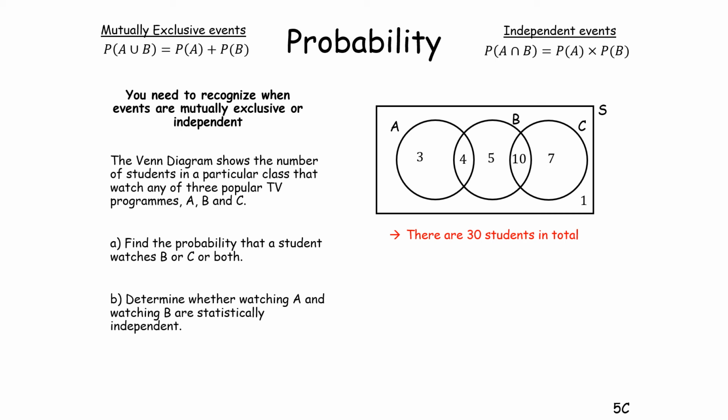So there are 30 students in total. 26 watch B or C or both. So it would be 26 out of 30. Another way of writing this would be 13/15.